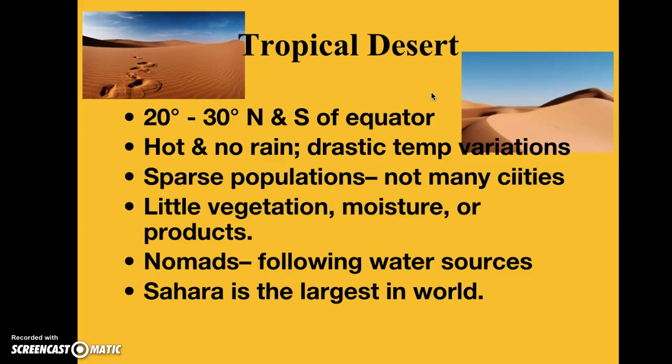Kalahari is also a tropical desert. Most of Australia is actually what we would call a continental desert because it is seasonal. They do get some rain there, just not much.